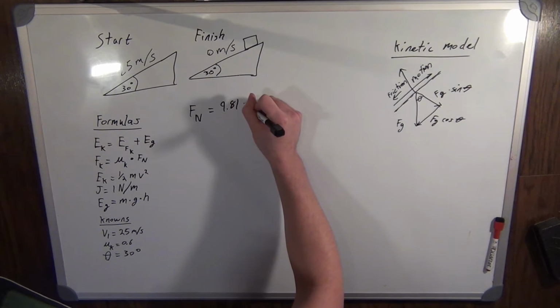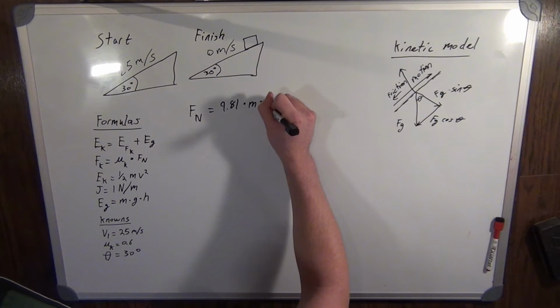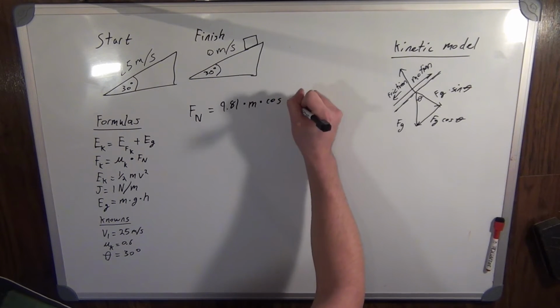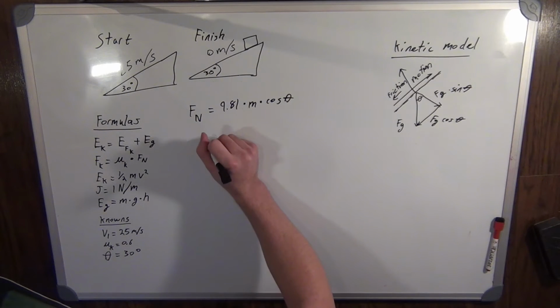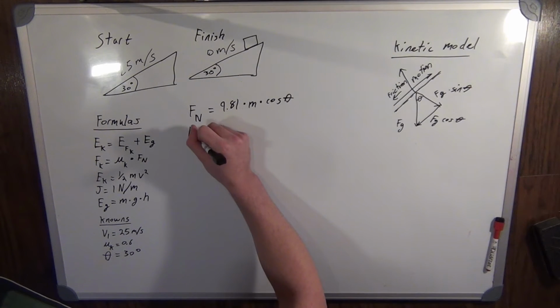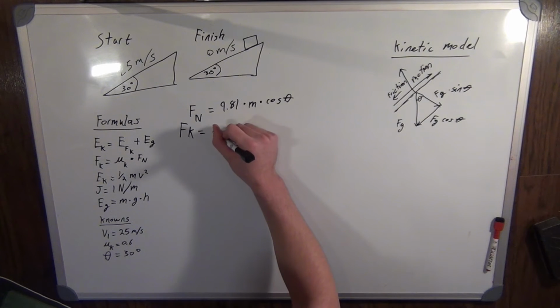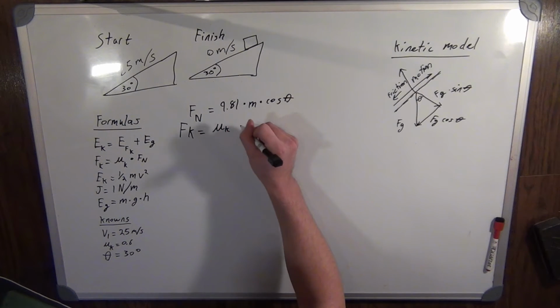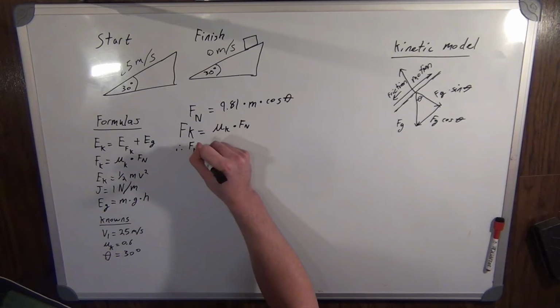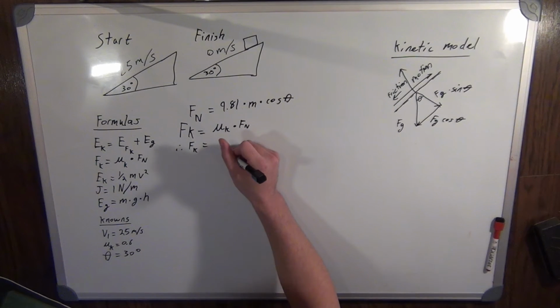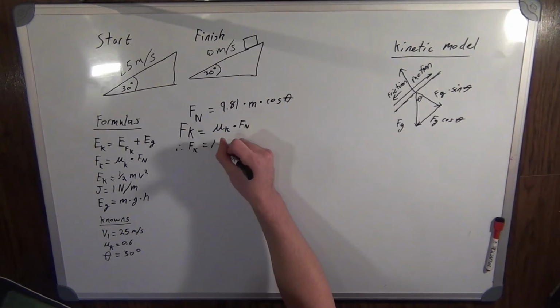To find the normal force, use the equation Fn is equal to gravity times mass times cosine of theta. In this case, however, as you can see from the kinetic model, cosine of theta is on the same plane as the kinetic friction and the motion. Therefore, we're using cosine theta instead of sine theta. So, plugging everything in, you should get 9.81 times mass times cosine of theta for the normal force.